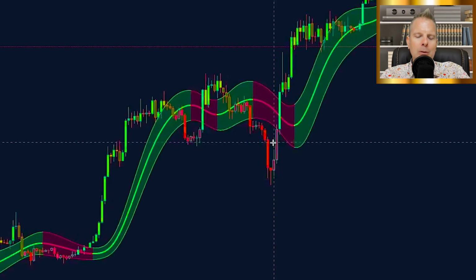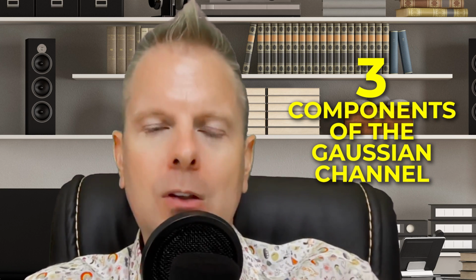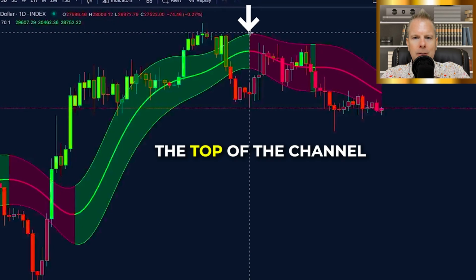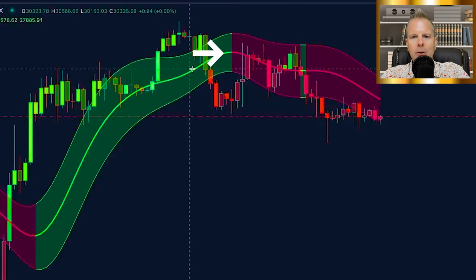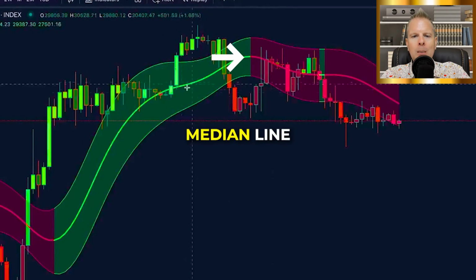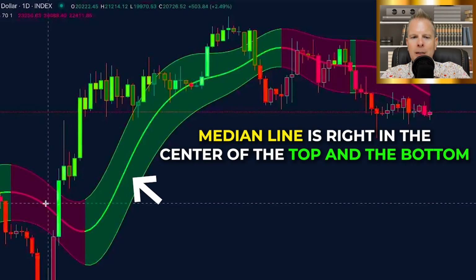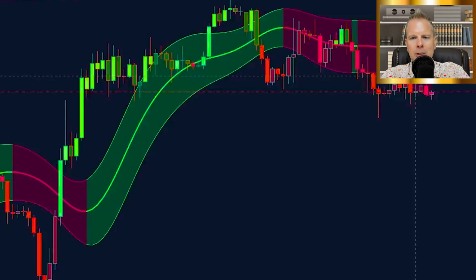Now, once we understand that there are 2 distinct colors of the Gaussian channel, we have to understand the 3 components of the Gaussian channel. We have the top of the channel, which is here. We have the bottom of the channel, which is here. And then we have our median line. Now, our median line is right in the center of the top and the bottom. It runs through the green channel and through the red channel.